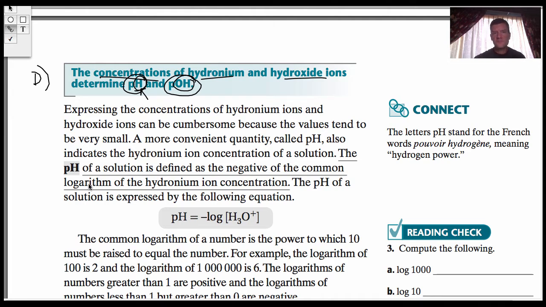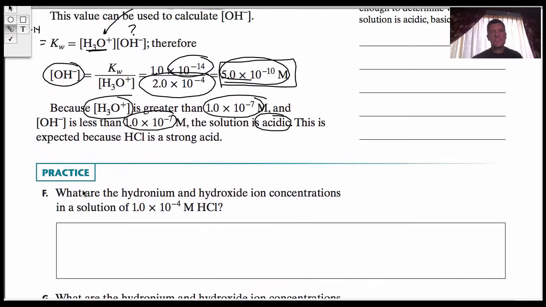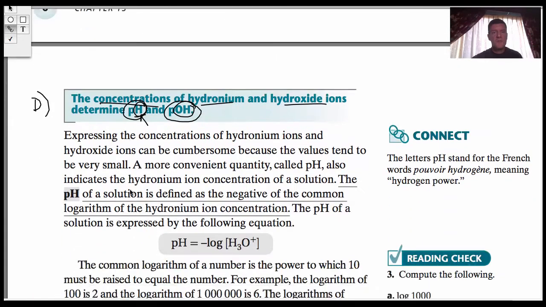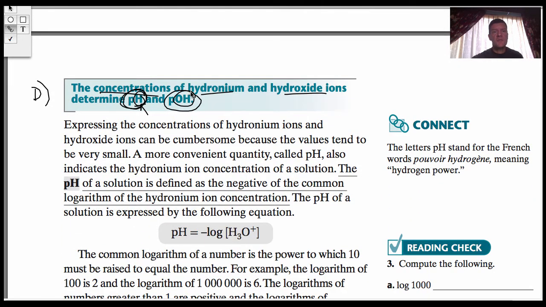All right? So we could continue to express concentration as 10 to the negative 7, 10 to the negative 14, 2 times 10 to the negative 4. But it'd be nice if we had a simpler number to express what the concentration is, okay? And that would help us simplify this a little bit. So here's what we're going to do: we're going to come up with what is called the pH and the pOH. It's just a simpler number that still gives you an indication of the concentration, okay?